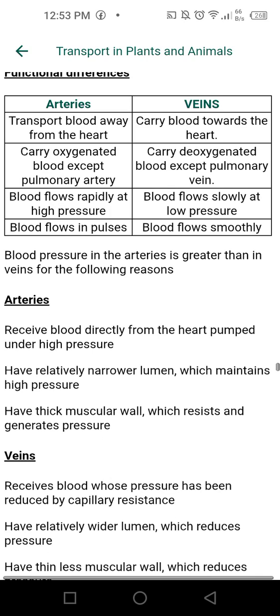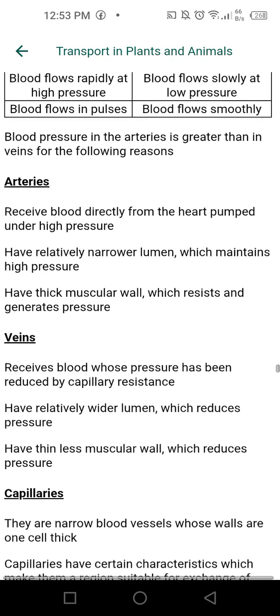Veins receive blood whose pressure has been reduced by capillary resistance. They have a relatively wider lumen, which reduces pressure. They have a thin, less muscular wall, which reduces pressure.